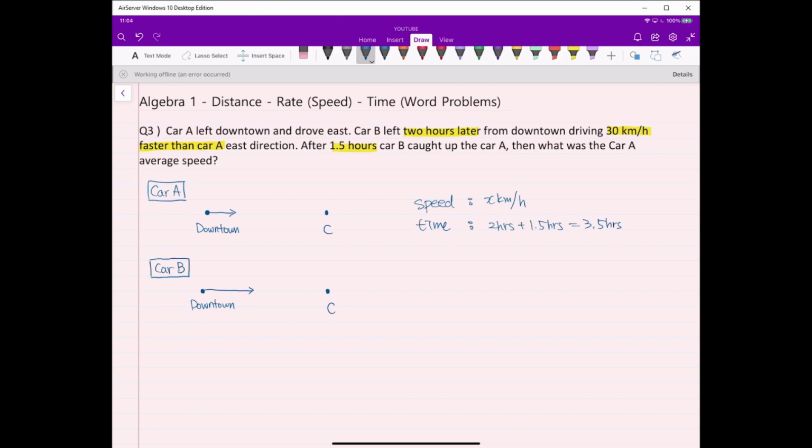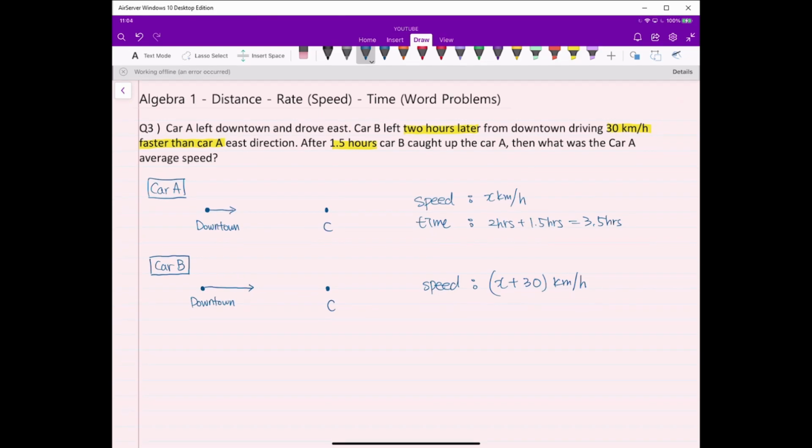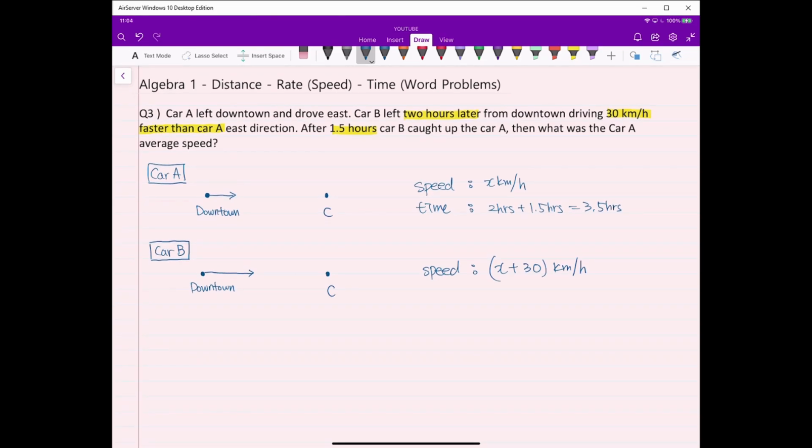Also, car B traveled from downtown with a speed 30 km per hour faster than car A, so the speed of car B would be x plus 30 km per hour, and the time it takes to get to point C is 1.5 hours.